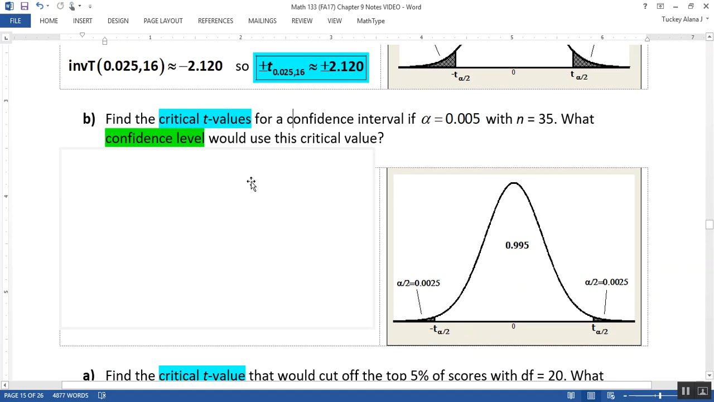All right, so now let's do it again. We're going to find the critical t-values for alpha equals 0.005 with n equals 35. But they're asking us a second question this time. They want to know what confidence level would use this critical value.